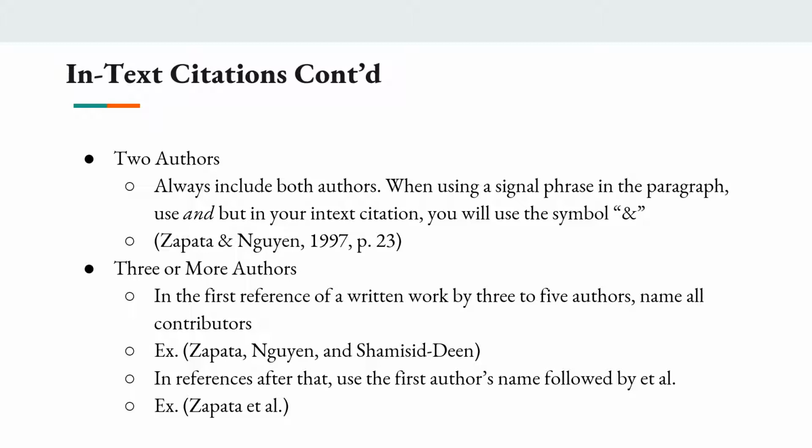Three or more authors. In the first reference of a written work by three to five authors, name all contributors. Example: Zapata, Wynne, and Shamsuddin. In references after that, use the first author's name followed by et al. Example: Zapata et al.